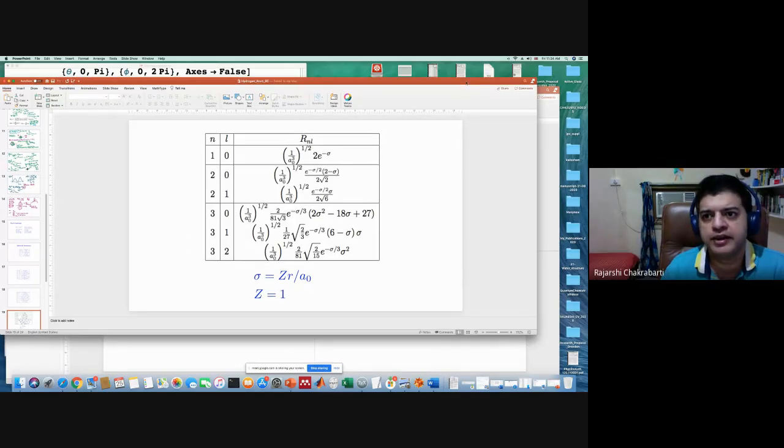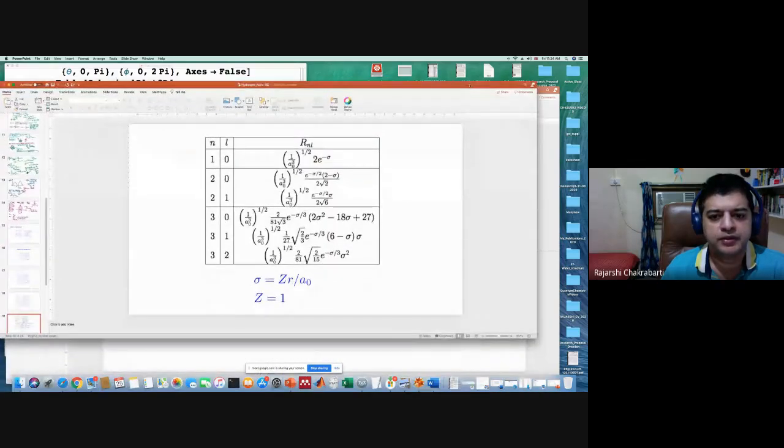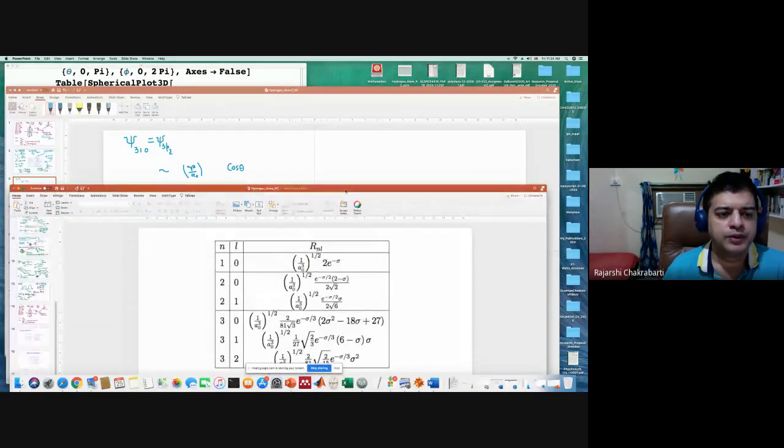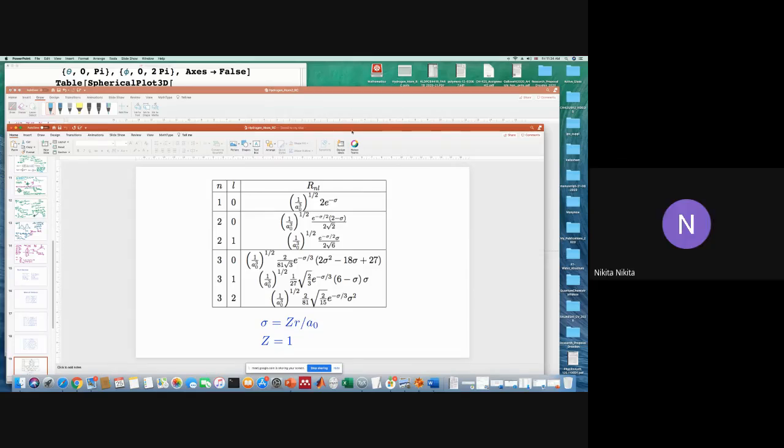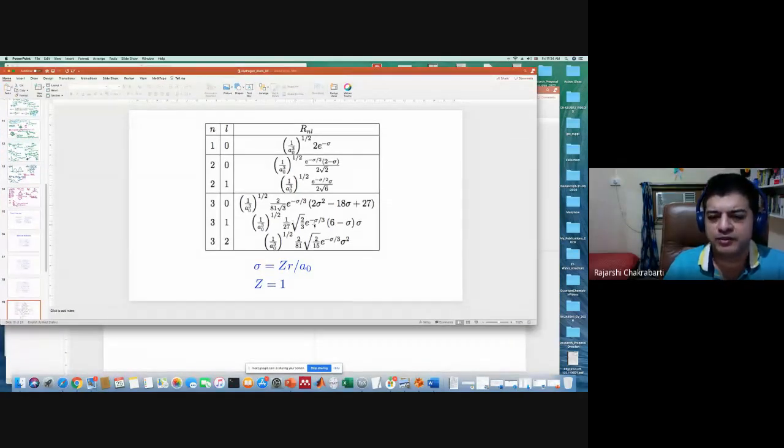I have done it. N equal to 3, isn't it? So the radial part will be something like this, n equal to 3 and l equal to 1. Can you see this? So this is your r. Sigma is your r. Okay. Some constant, don't look at that, but exponential of minus sigma times 6 minus sigma times sigma. Sigma is your r, essentially r by a0.